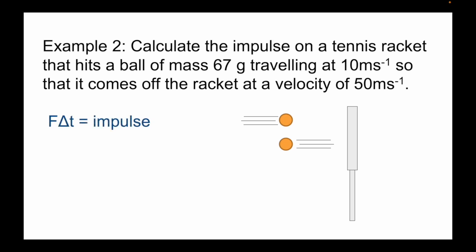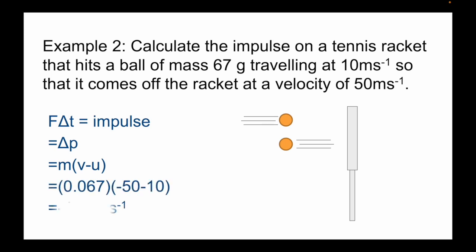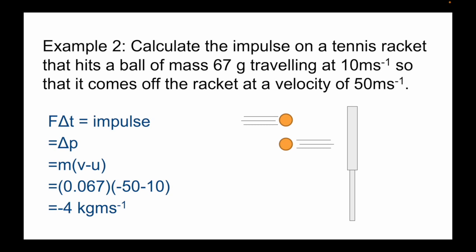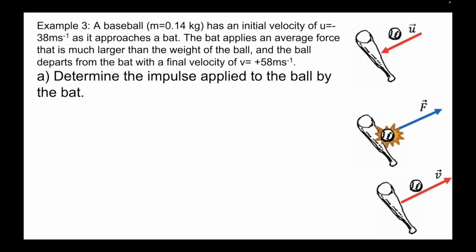We're sticking with our F times t being impulse. Our delta p is also impulse, and of course so is our mass times final minus initial velocity. Plugging in our numbers, we can get something like 4 or negative 4 kilogram meters per second. Let's try another one. Third example here.